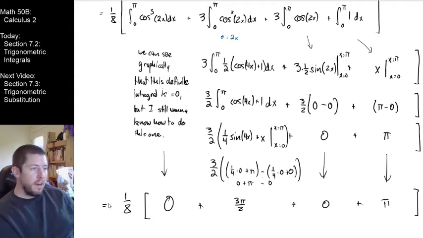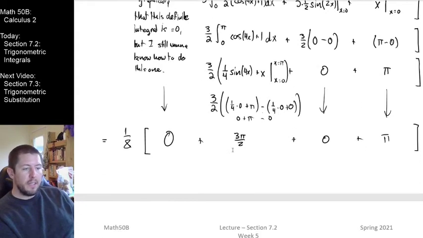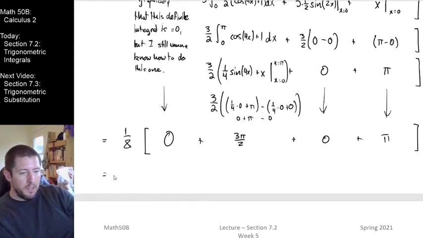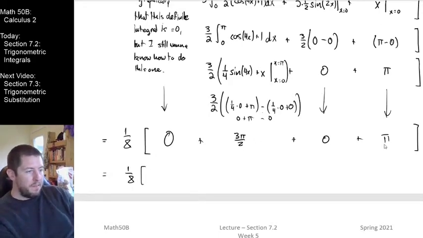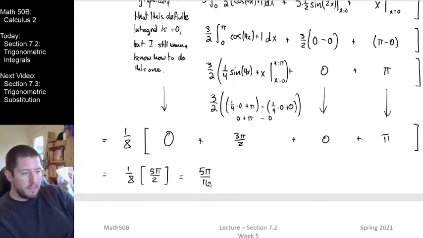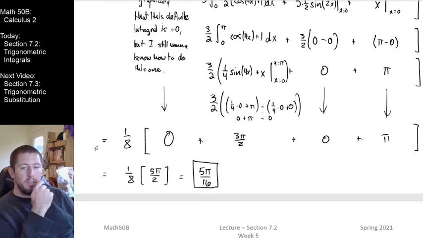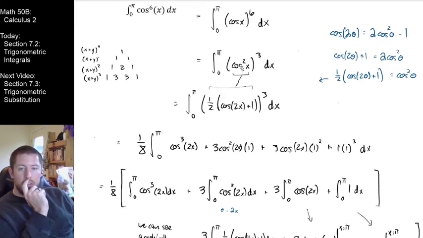A bit of a bear on this one. We broke this thing up into lots and lots of parts, but we're able to do this guy at least. So 1/8 of, and what do we got here? 3 pi halves plus pi is 5 pi halves. And so for my overall answer here, I'm getting 5 pi 16ths. So we've got our answer to our original question: what was the integral from 0 to pi of cosine to the 6th of x?